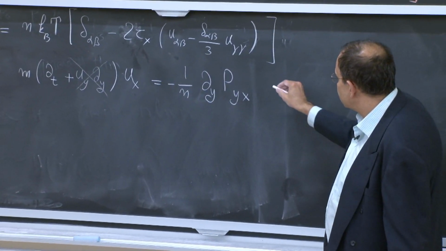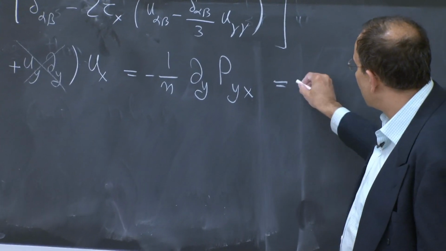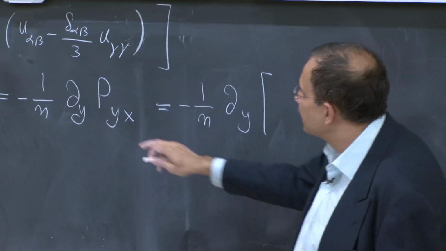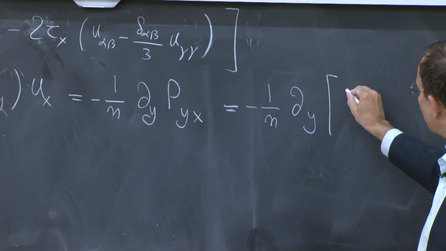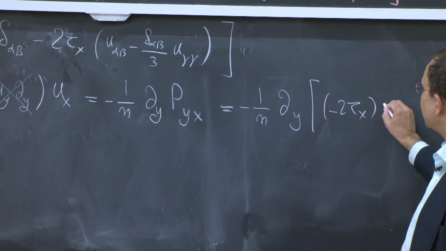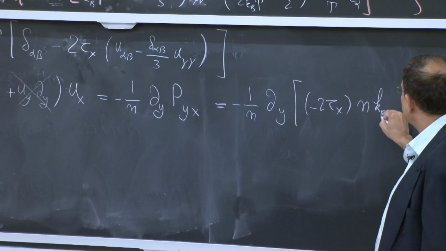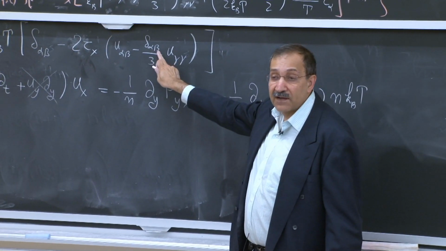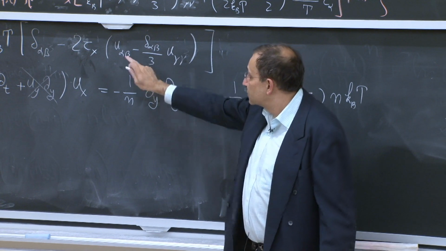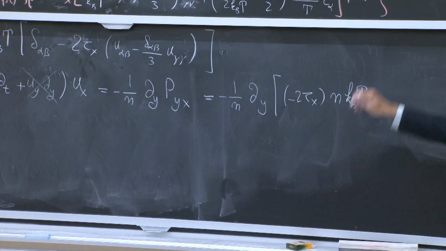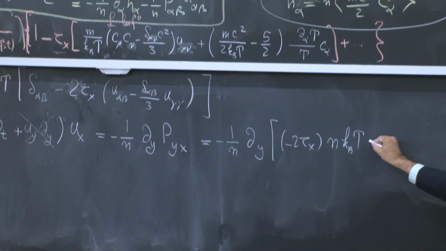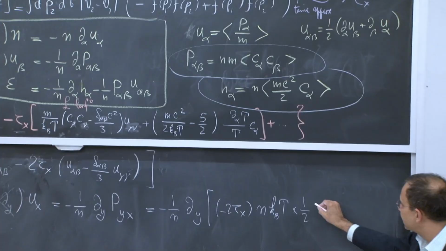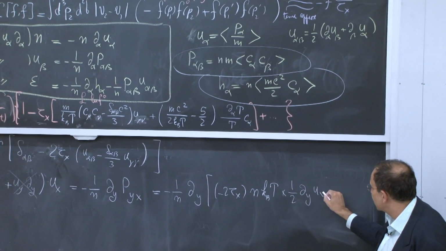And so what do I get? I will get here minus 1 over n d by dy. The yx component will come from minus 2 tau x multiplying nkt, and then multiplying, well, this term again is diagonal. I can forget about that term. So it comes from the uxy. What is uxy? It is 1/2 of the x derivative of uy that doesn't exist and the y derivative of ux that does exist.